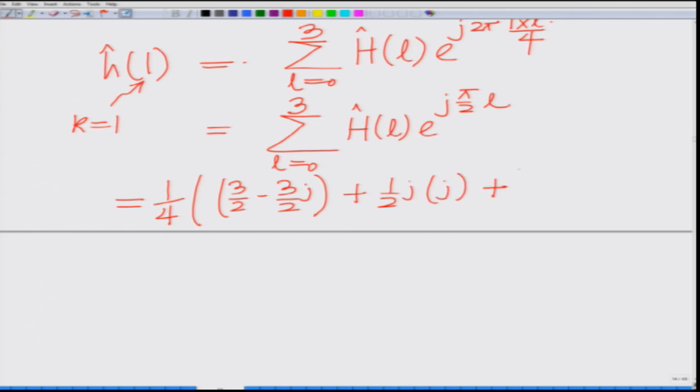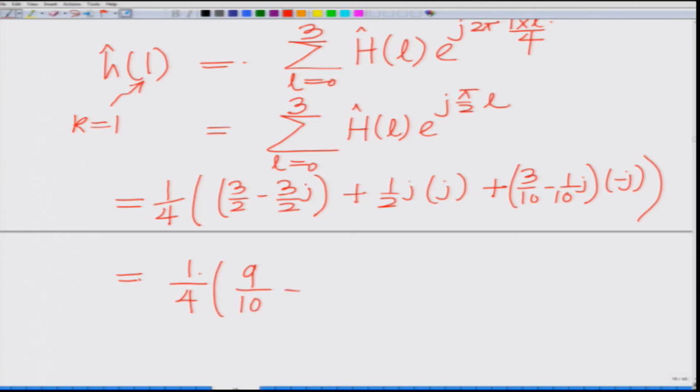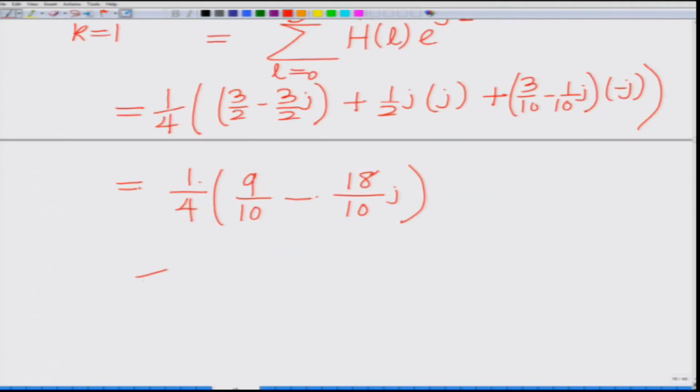is 0 plus 3 by 10 minus 1 by 10 j times minus j, and you go with the summation, and what you will find is basically you have here 1 by 4 times 9 by 10 minus 18 by 10 j, which is equal to 9 by 40 minus 18 by 40 j, and this is h hat 1.